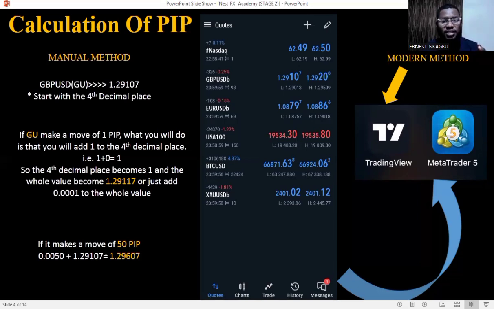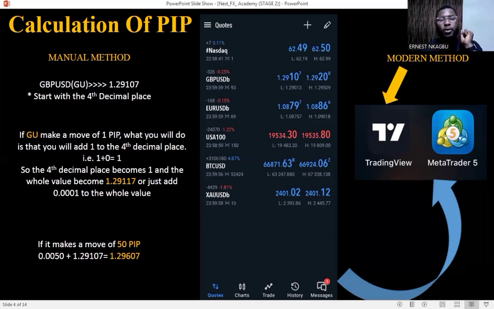In business, we believe that every business has risk management. You want to protect your finances, you want to protect your money. This is what we do in forex in the same way. So see forex as your business. You are trying to manage your capital, you're trying to manage what you have. So this is the manual method of calculating pips, which I just explained.